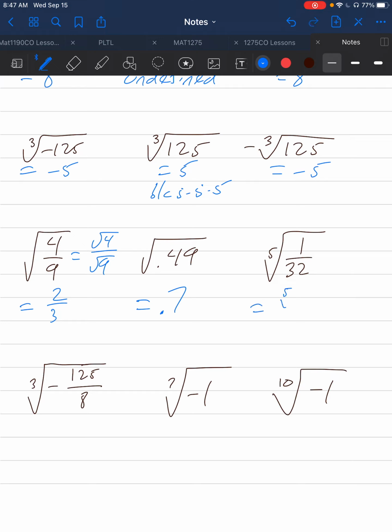And just like a square root, a fifth root can be calculated by separating a numerator and denominator. Remember, 1 times itself however many times is equal to 1. So the fifth root of 1 is equal to 1. And for 32, that fifth root is equal to 2.